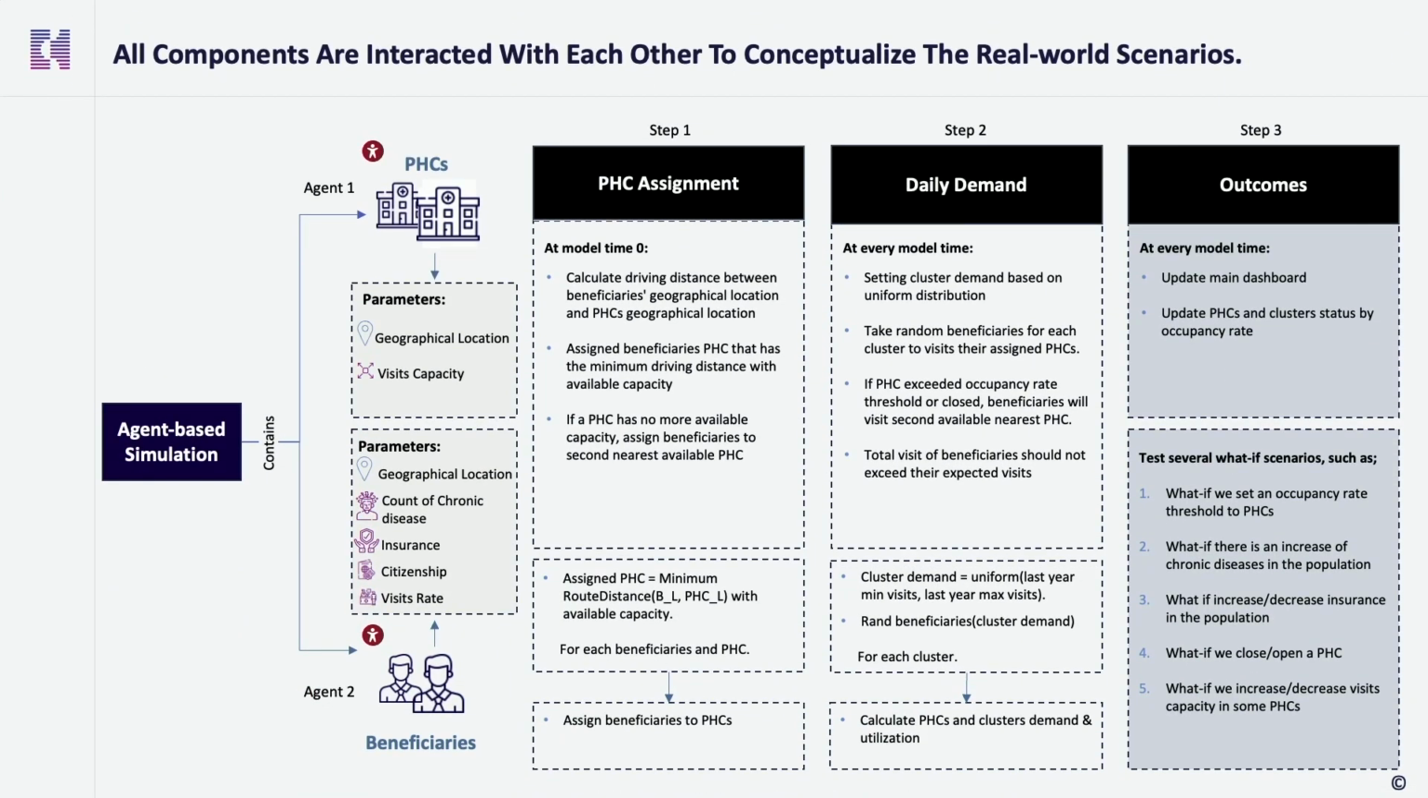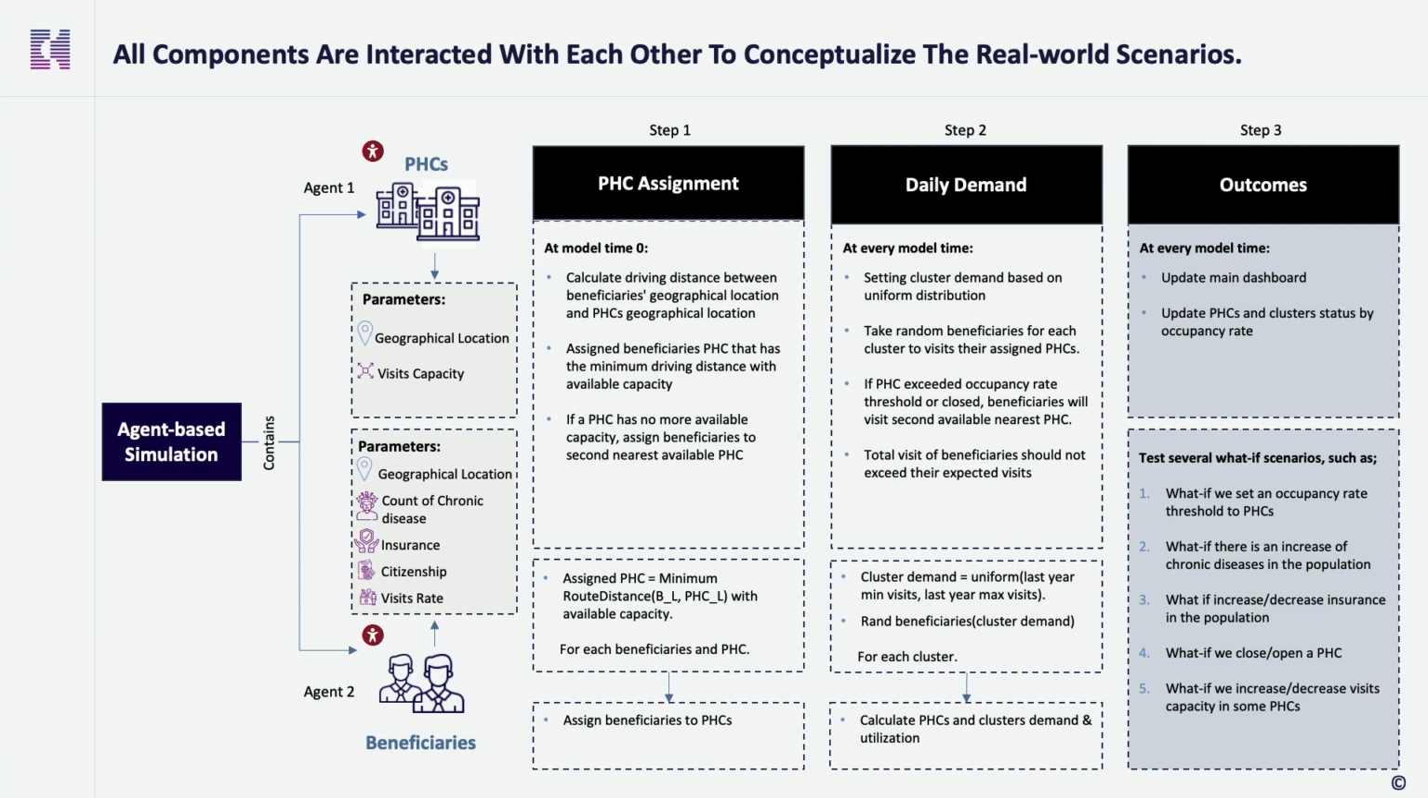This is a very high-level view of the model. So, as you said, it's an agent-based simulation that contains two agents: the PHCs, with the parameters geographical location and visits capacity, and the second agent, the beneficiaries, that includes the parameters of geographical location, chronic disease status, insurance, citizenship, and visits rate. So the first step, at model time equals 0, we will calculate the driving distance between the beneficiaries and the PHCs.